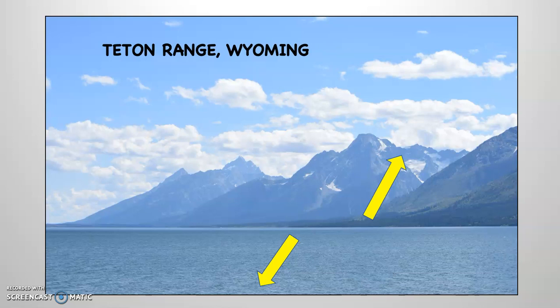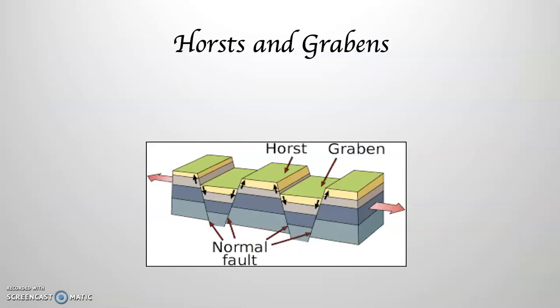The Teton Range in Wyoming is one of the great examples of movement along a normal fault line. You can see on the right-hand side where the mountains are rising along this normal fault. And then you can see where Jackson Lake is at, which is a part of the Snake River system. This is dropping down along that normal fault. You can really see that normal fault displacement here.